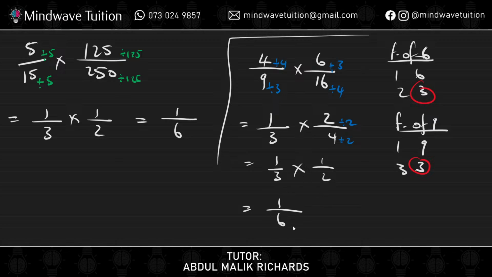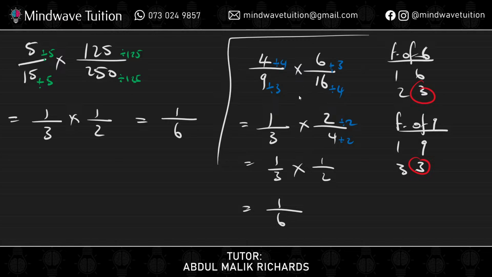I hope I didn't go too fast. But that is simplification. So we can simplify within a fraction, within one fraction, top and bottom. But we can also simplify in a cross method. So the numerator of the one fraction with the denominator of the second fraction, numerator of the one fraction, denominator of the second fraction.